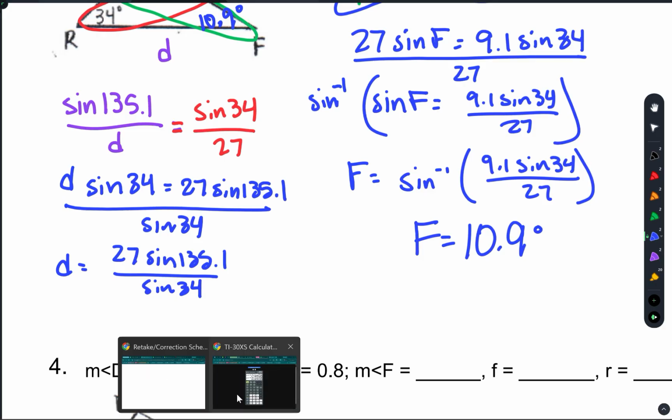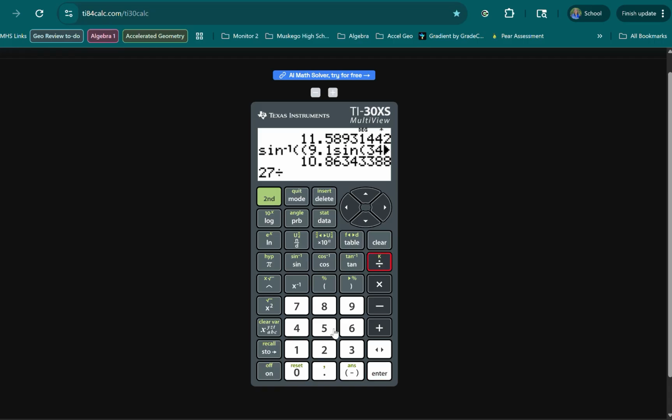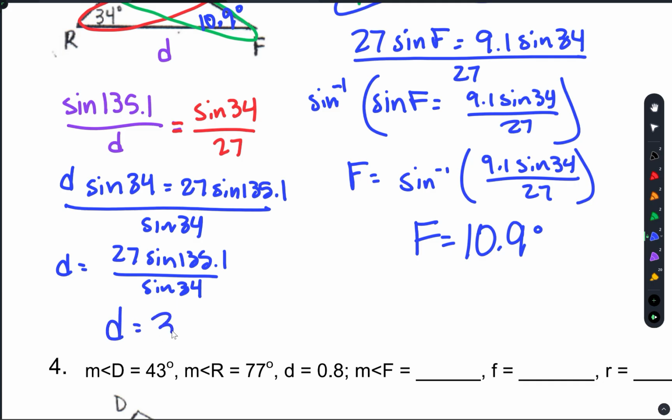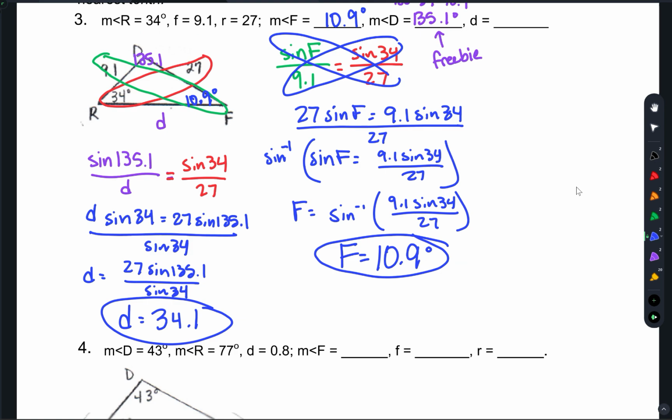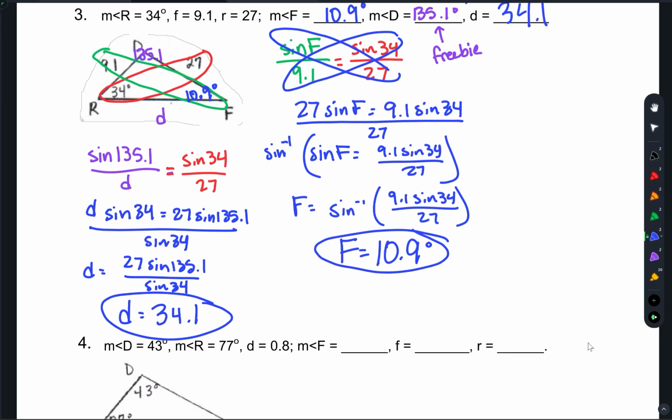27 sine 135.1. Oops, I need parentheses. 27 sine 135.1 divided by sine 34. 34.1 it looks like to me. And there we go. Any questions on this? We've got to do one more, then I'll leave you alone.